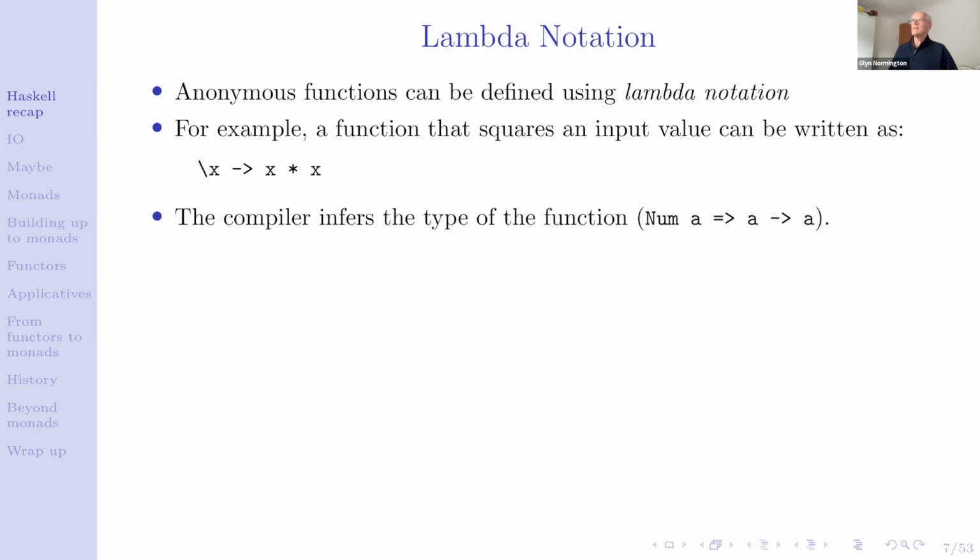Lambda notation is probably familiar from other languages, but the spelling is a bit different in Haskell. It uses a backslash instead of a lambda. So backslash x arrow x times x is a lambda expression, which takes an x and produces x squared. So it's an anonymous function. And again, Haskell will infer the type, and it sees multiplication there, so it says a has got to be a numeric type.